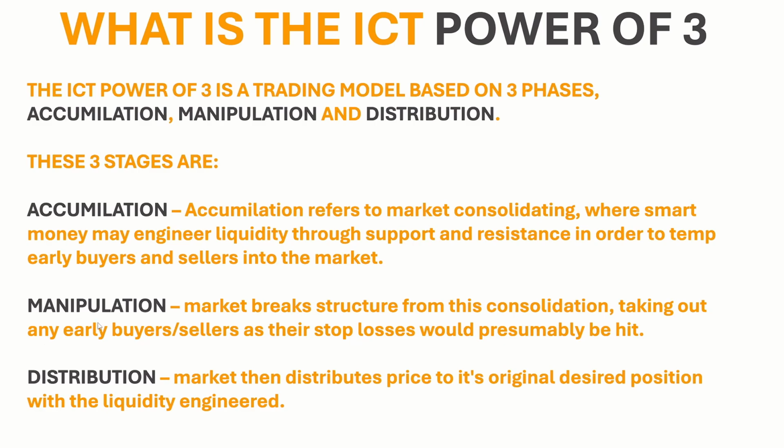Now, moving on to the manipulation phase. The market breaks structure from this consolidation, taking out any early buyers and sellers as their stop losses would presumably be hit. Also, another form of manipulation going on is breakout traders being entered in with their stops. They have buy stops and sell stops placed. The market triggers them and quickly reverses, taking them out as liquidity.